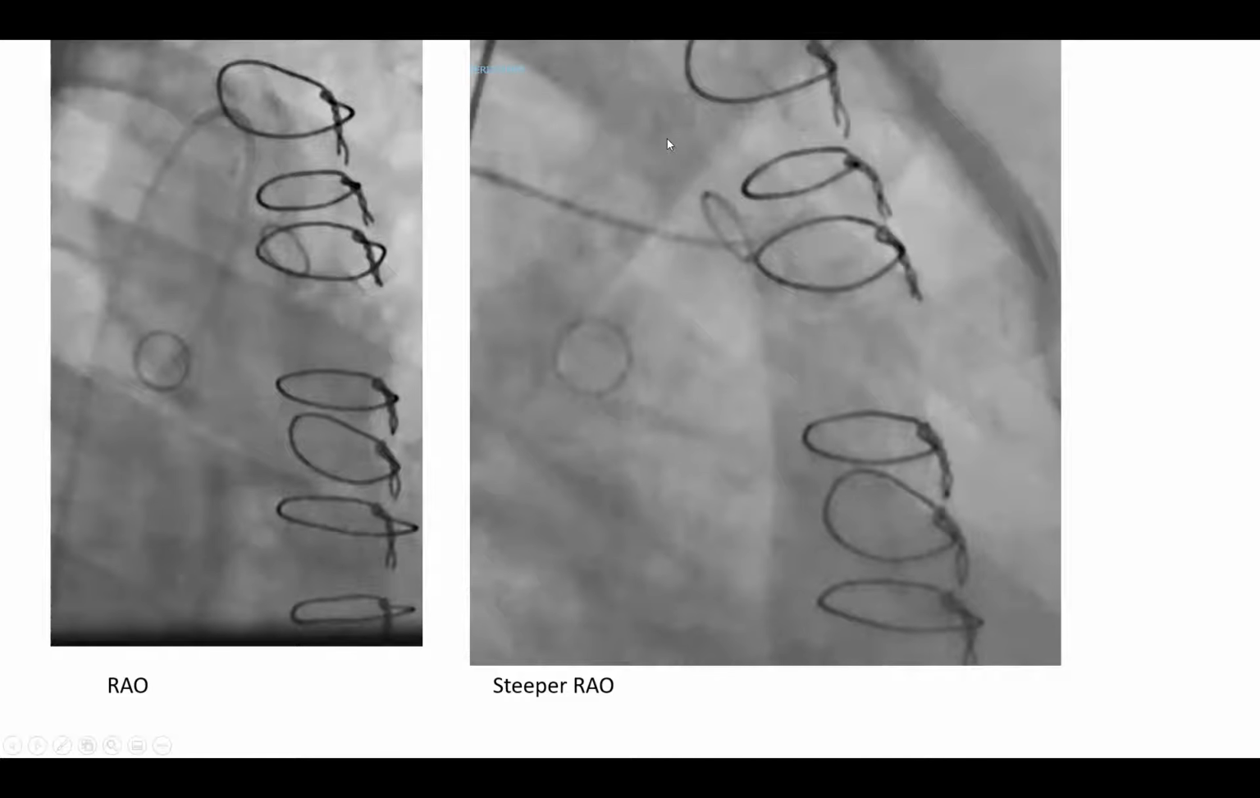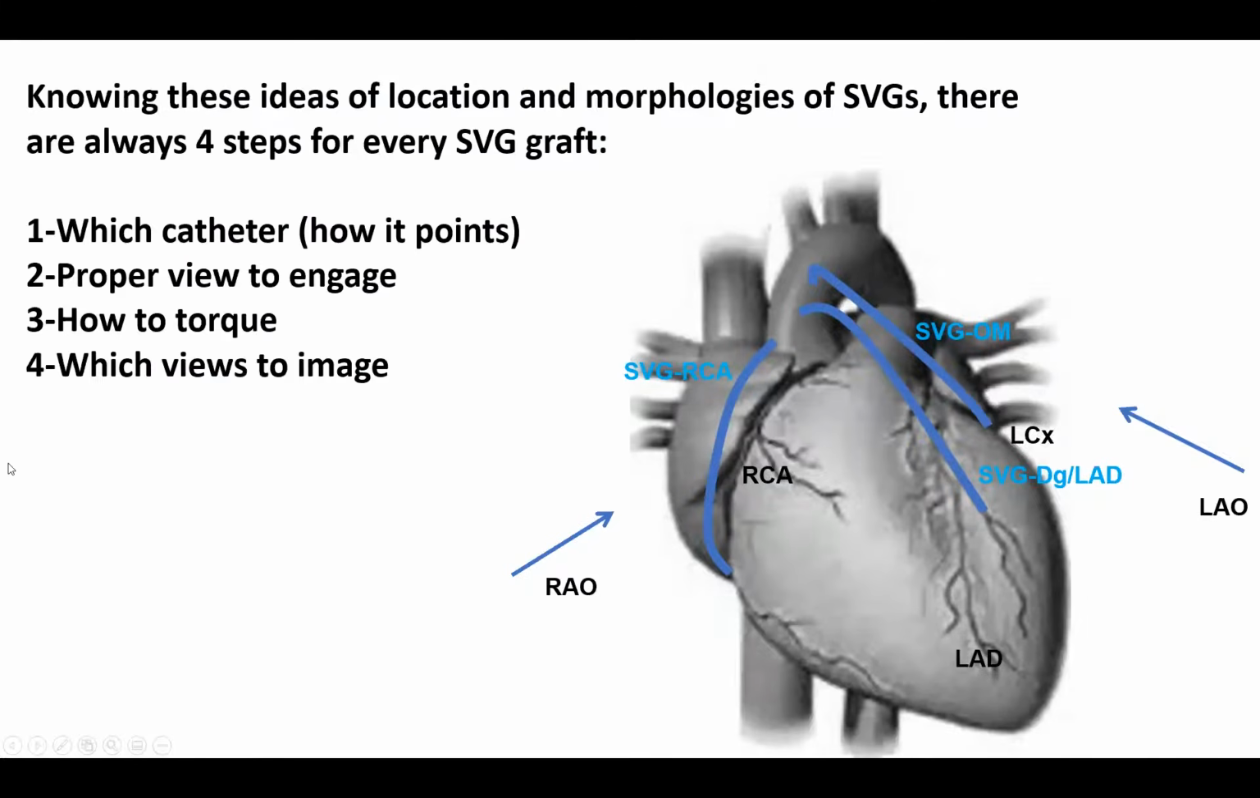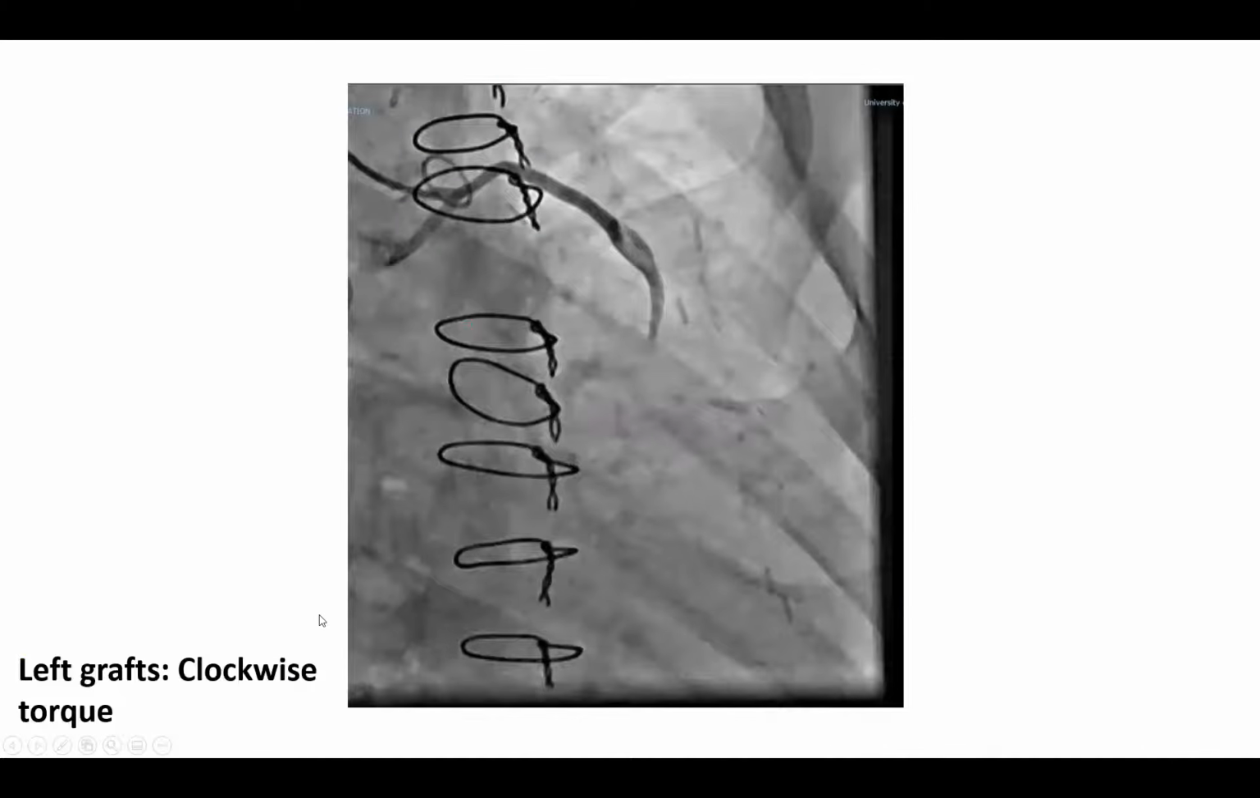Also, you have to pull and push. Sometimes you counterclockwise low and you pull up and clockwise. One of the difficulties in engaging this is making the catheter reach that wall of the aorta. Sometimes the catheter stays center. So you do whatever torque to elongate the catheter and make it point and touch that wall, okay? So clockwise torque. Then after we engage it, the fourth step is which views to use to image it.